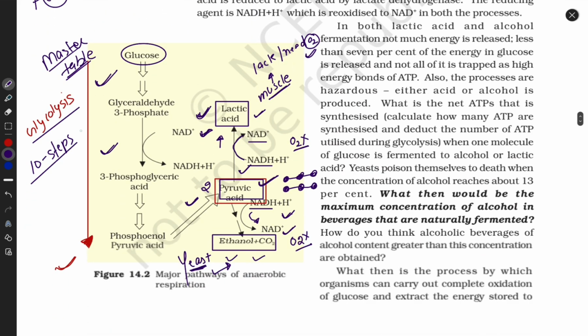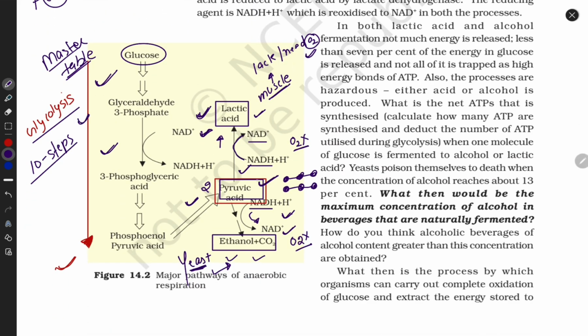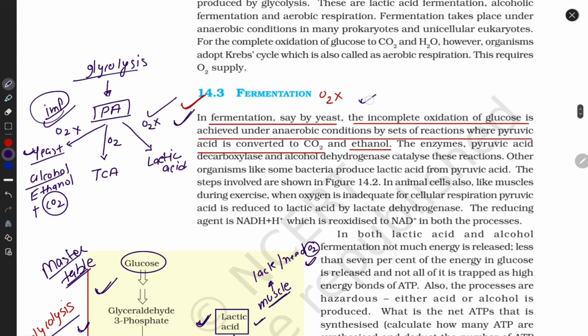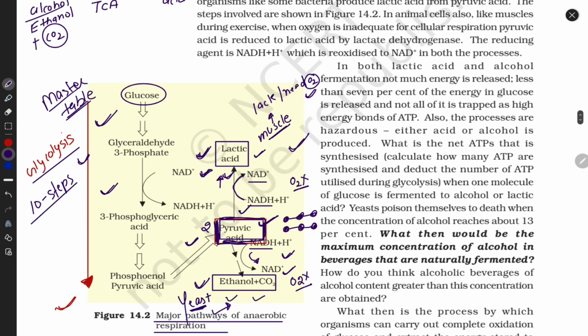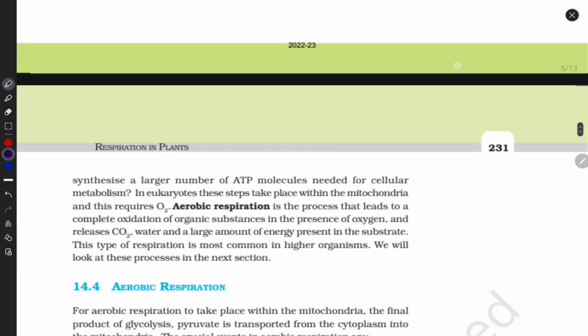You should explain first glycolysis, then show how pyruvic acid will form, and how pyruvic acid converts into lactic acid and ethanol. This is one of the examples of anaerobic respiration. So that's all about fermentation, guys. If you understand this chart, you can solve any kind of question. But you should remember the glycolysis pathway. You should explain it briefly in your exam. You have to remember these 10 steps, guys.